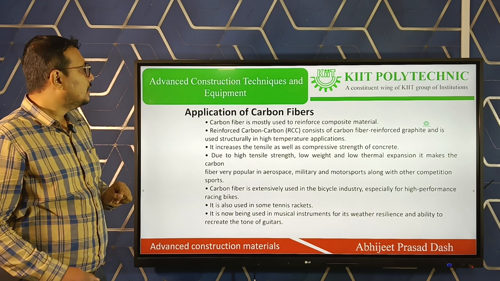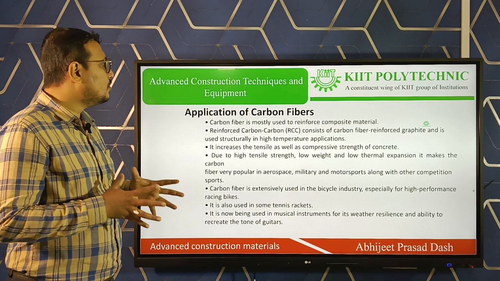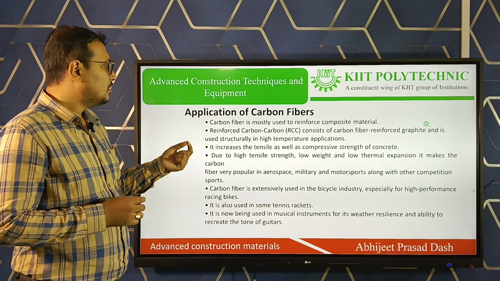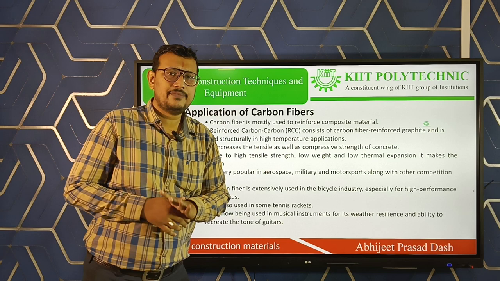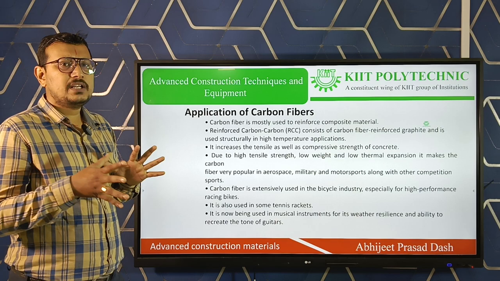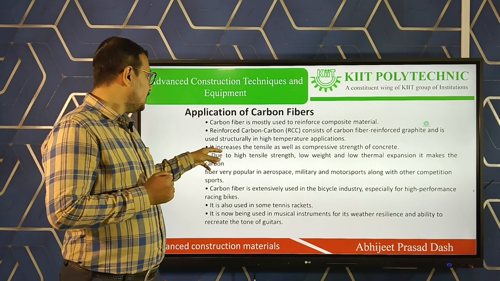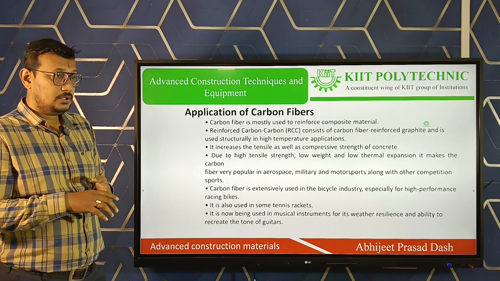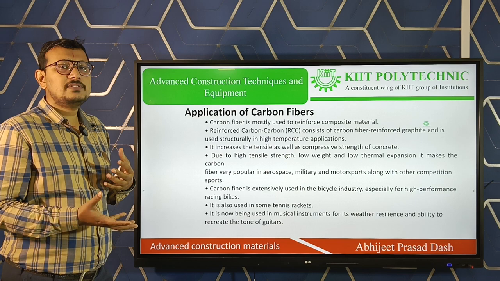Where are we using carbon fiber? The application side. Carbon fiber is mostly used in reinforced composite material. Reinforced carbon, also called RCC, consists of carbon fiber and graphite and is used structurally in high temperature applications. It is another very good property. Where high temperature properties are required, we can use this carbon fiber RCC. It increases both the tensile and compressive strength of concrete. In both ways it helps the concrete.